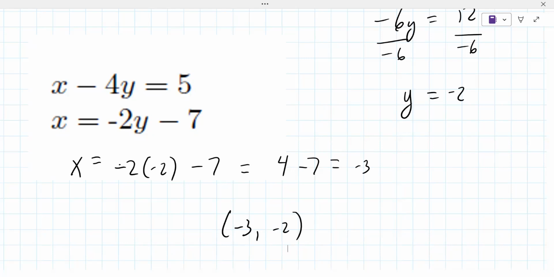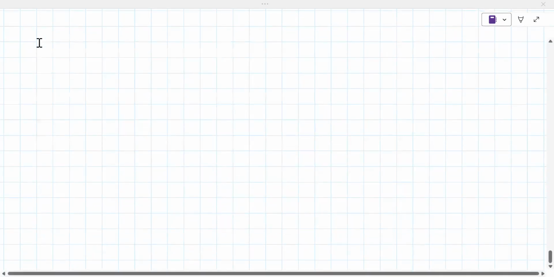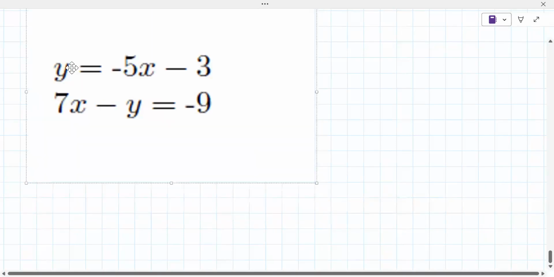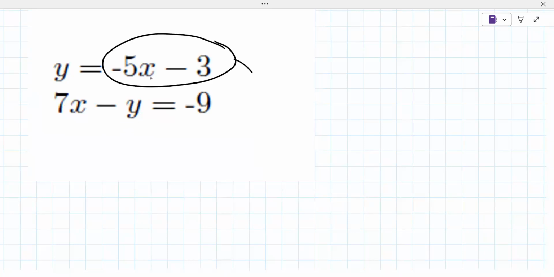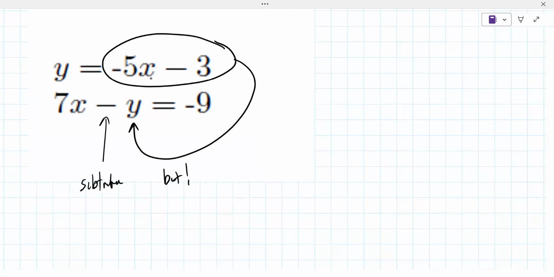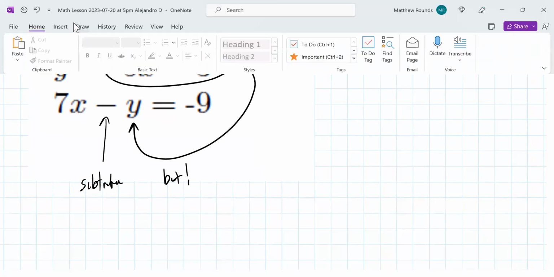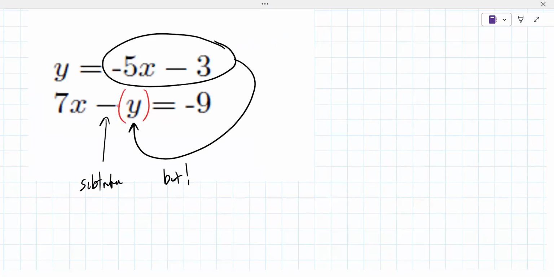Okay, so the next style of problem here, we'll move to something new. At first glance, it looks the same. You've got y equals, you've got the y in the other equation. So you're going to take what's here and substitute in for y, okay? But this time there's a subtraction in front, and what that really means is there's this implied parentheses around the variable.